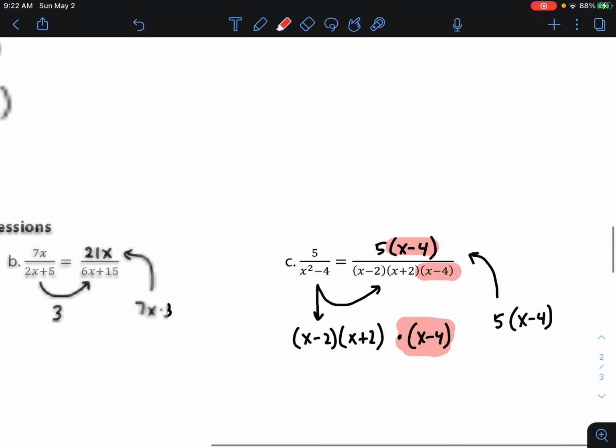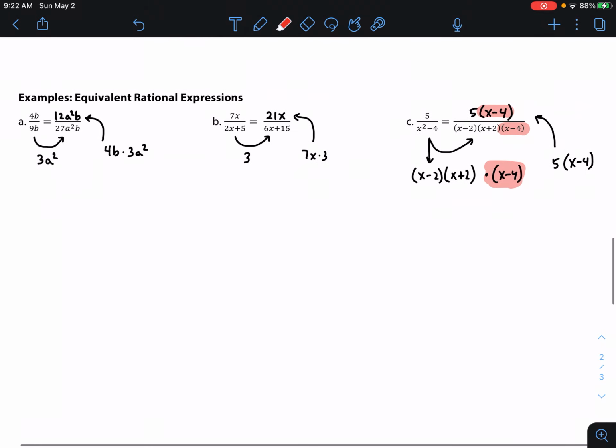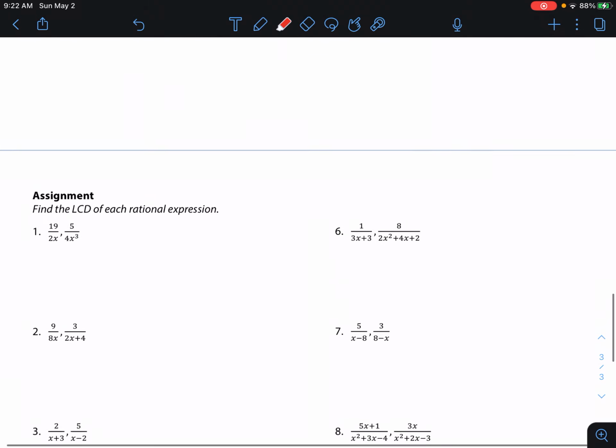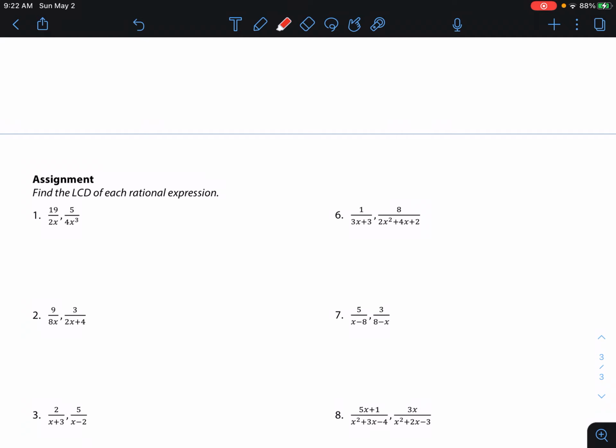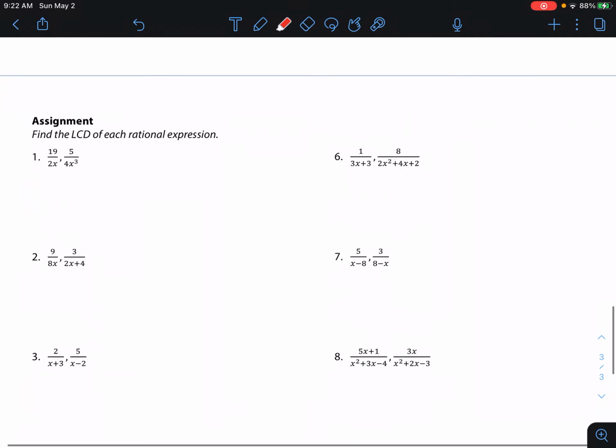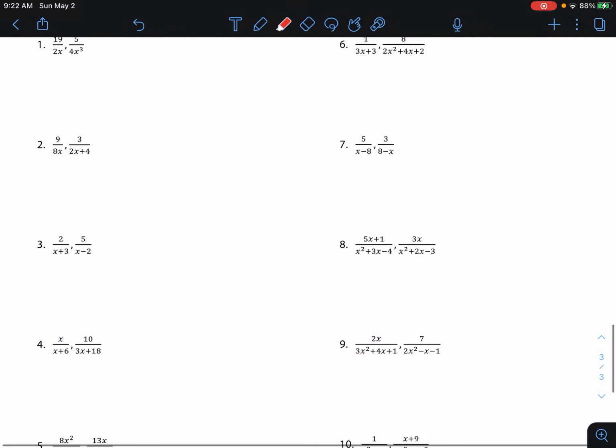Okay, do we have more? Or is that it? That is it. So let me look at the assignment here and see if there's any crazy stuff that we need to worry about. With these here, oh shoot, I don't have any like those for you to do. All right, here.